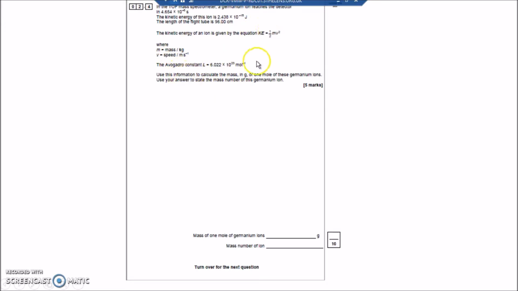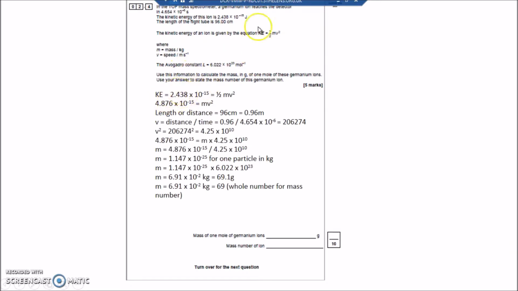I know that kinetic energy is half mv squared, so let's start with that because I've got a value for half mv squared. It's 2.438 times 10 to the minus 15. So let's multiply both sides by 2 and get rid of that half. So 4.876 times 10 to the minus 15 is mv squared. I can't do much else with that because I've not got the mass and I've not got the velocity, so we'll just leave that there for now.